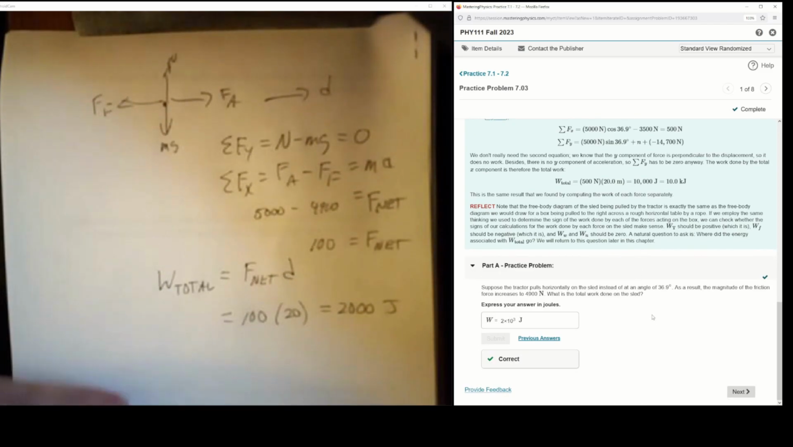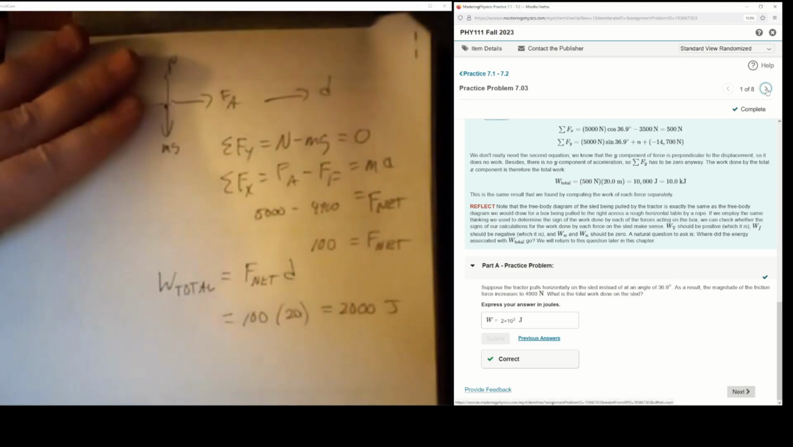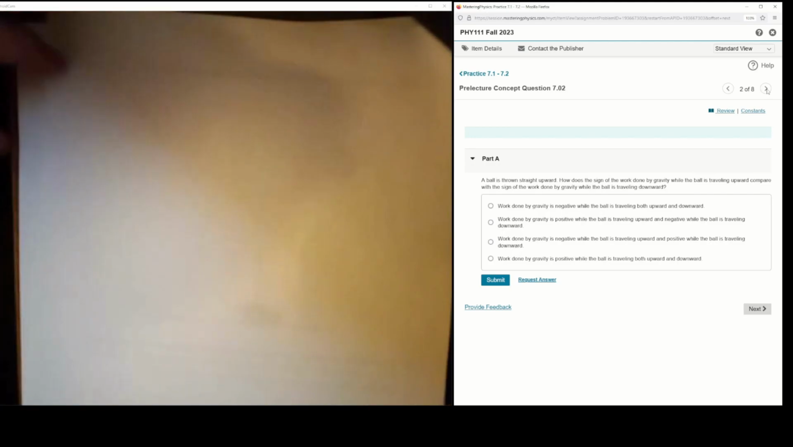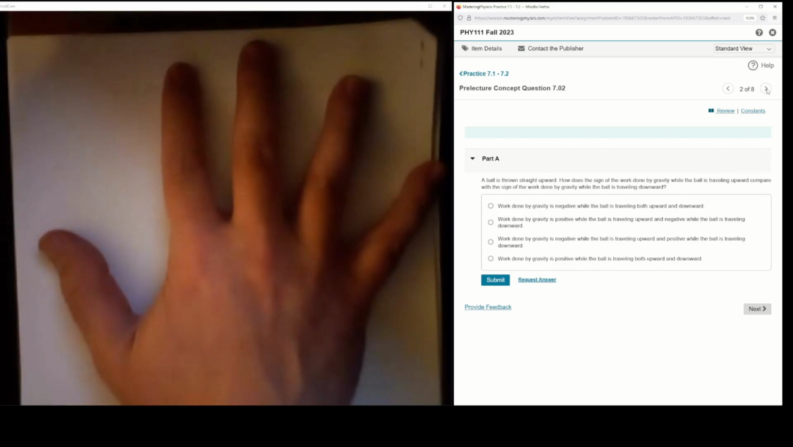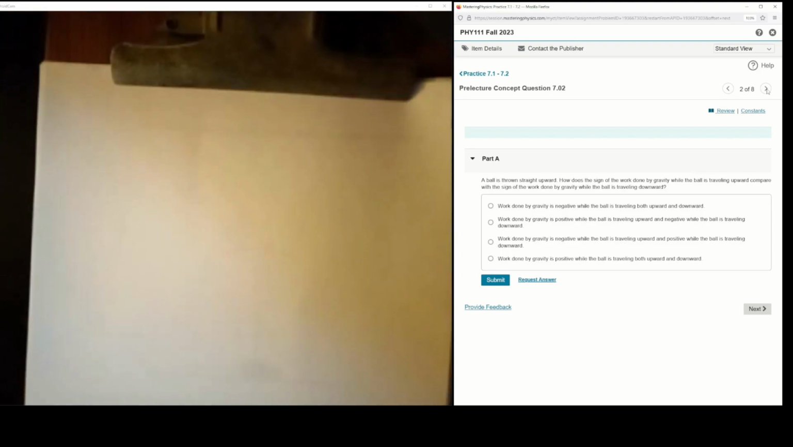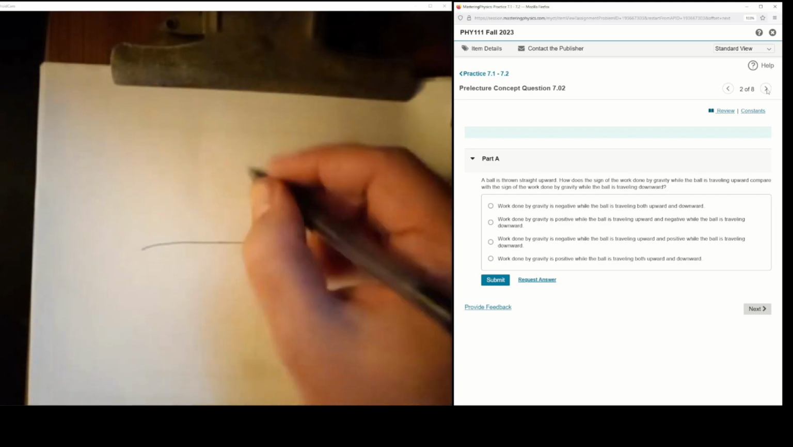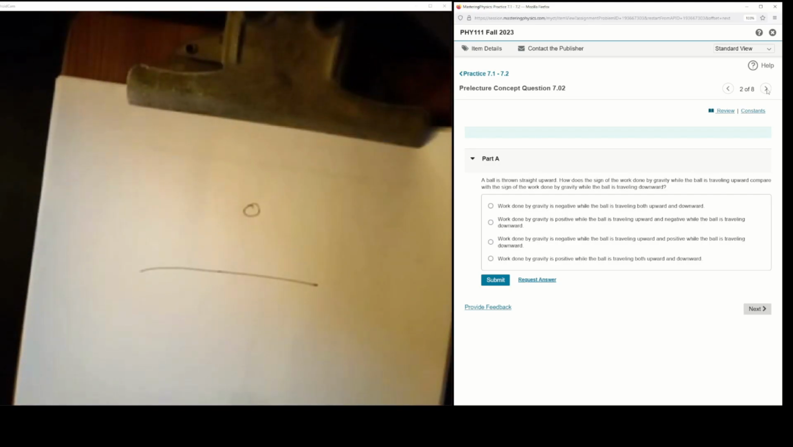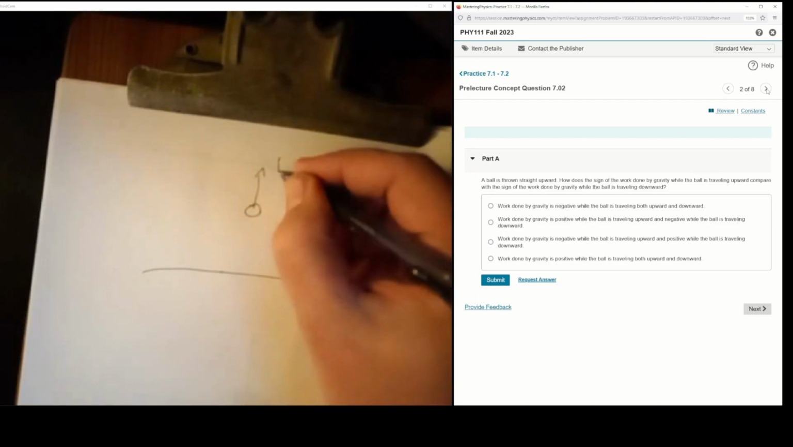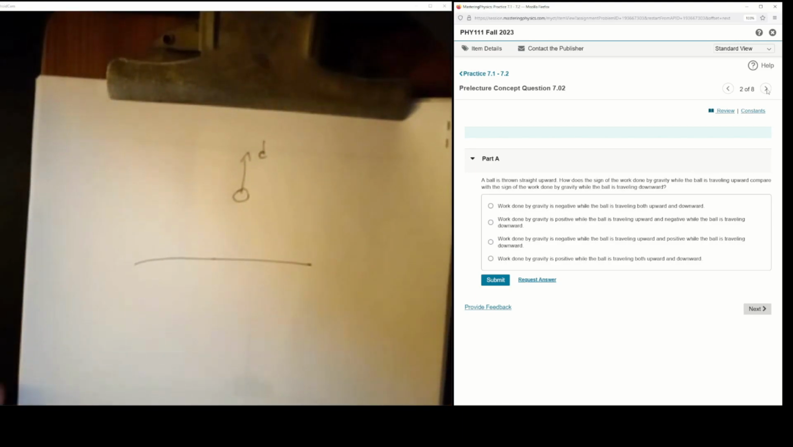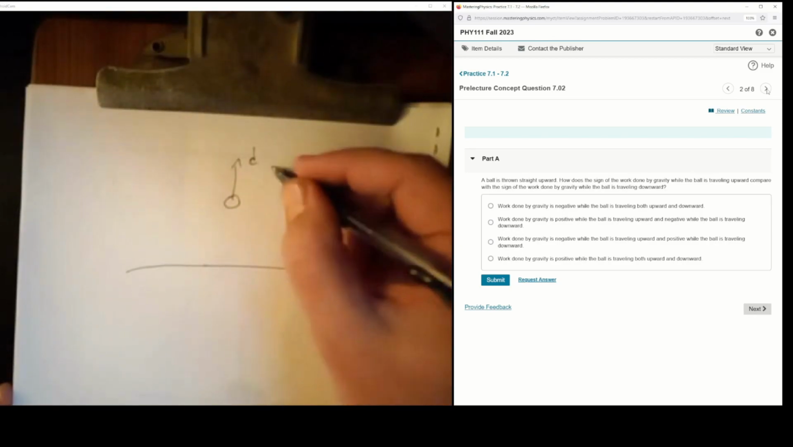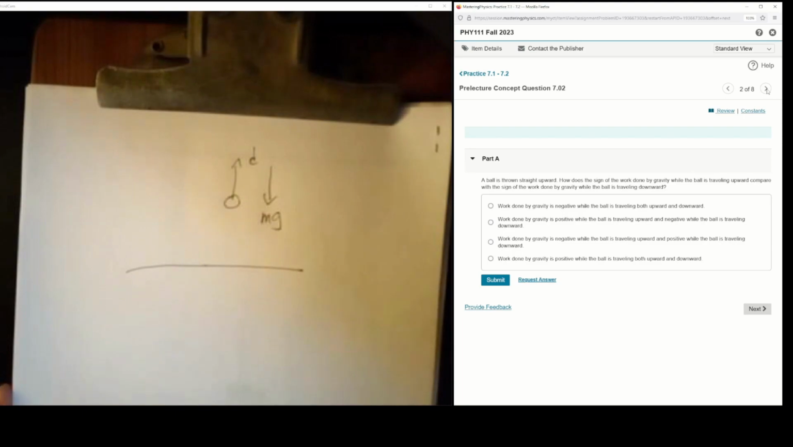So let's check out the next one. We got a ball is thrown straight up. How does the sign of the work done by gravity while the ball is traveling upward compare with the sign of the work done by gravity while the ball is traveling downward? So here's our ground, here's our ball, and it's going up. So that's our displacement. Displacement is going up, but the force of gravity is going down.